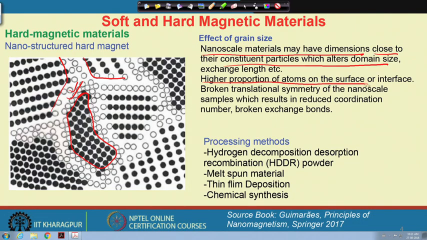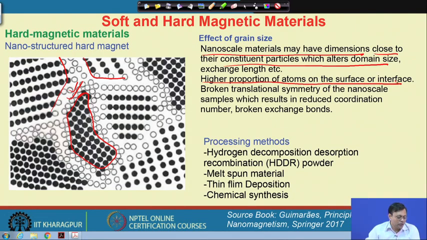So, here a higher portion of the atoms are present at the surface or interfaces, and also we have some broken translational symmetry of the nanoscale grains that results in reduced coordination number and broken exchange bonds. So, that may interact because of such a high fraction of grain boundary atoms. So, this is the grain boundary atoms. So, the magnetic property may be changed, altered, or tuned.